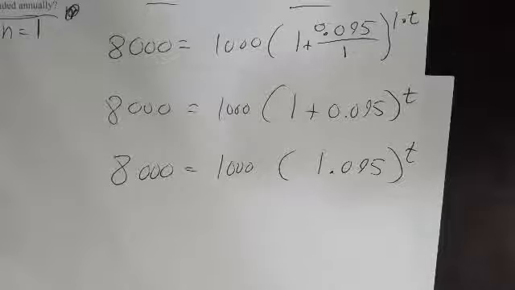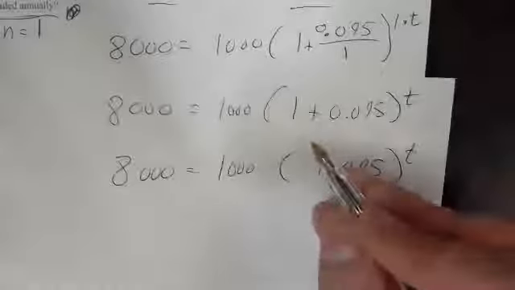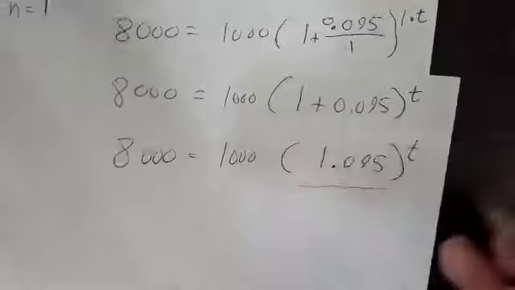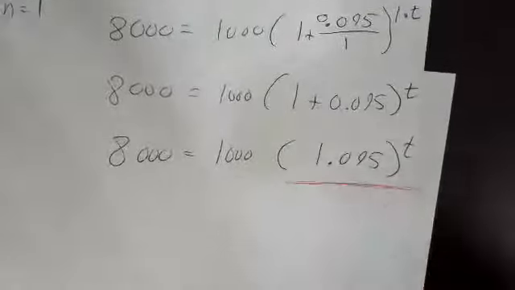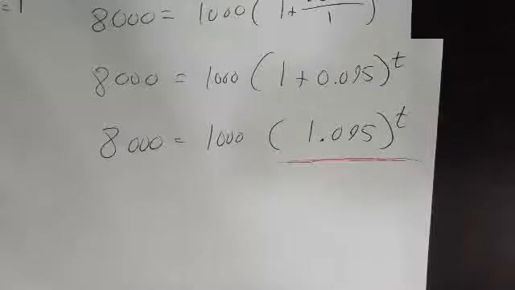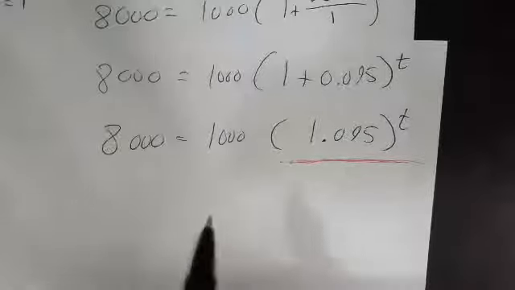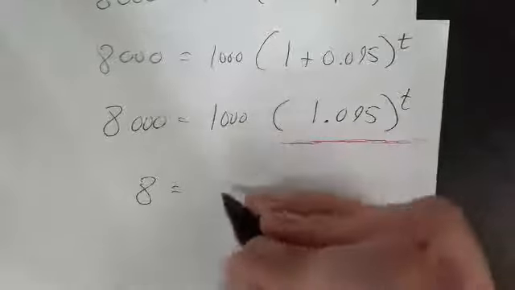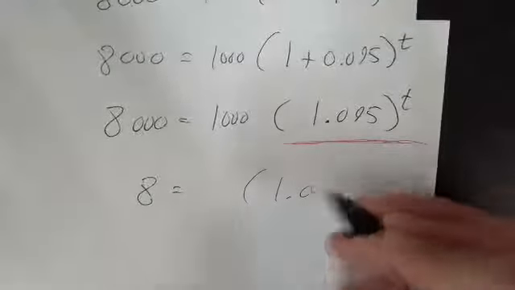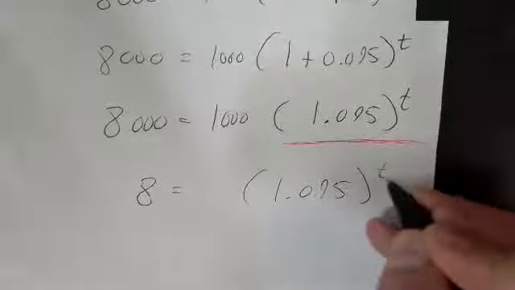I want to get my exponential term by itself. So this is the T in the exponent. This is the base that is attached to it. So this is the thing I want to get by itself. I'm going to have to divide each side by 1,000. So if I divide 8,000 by 1,000, this gives me 8. This gives me nothing left here. 1.095 to the T.